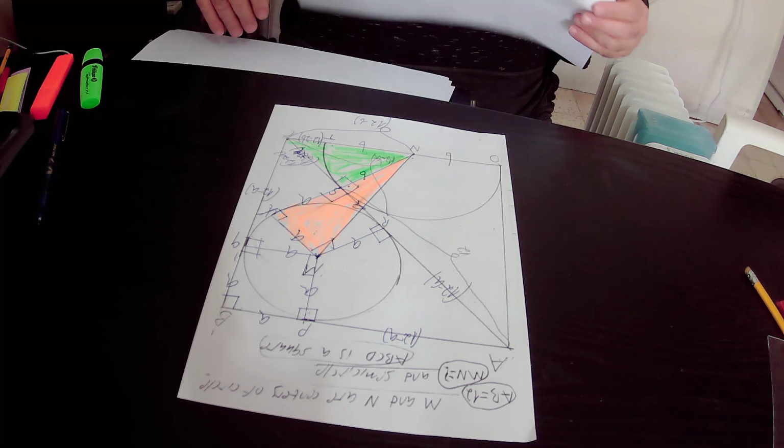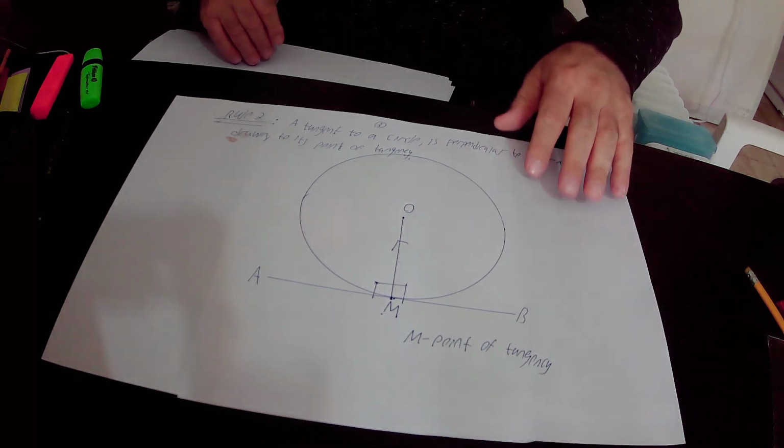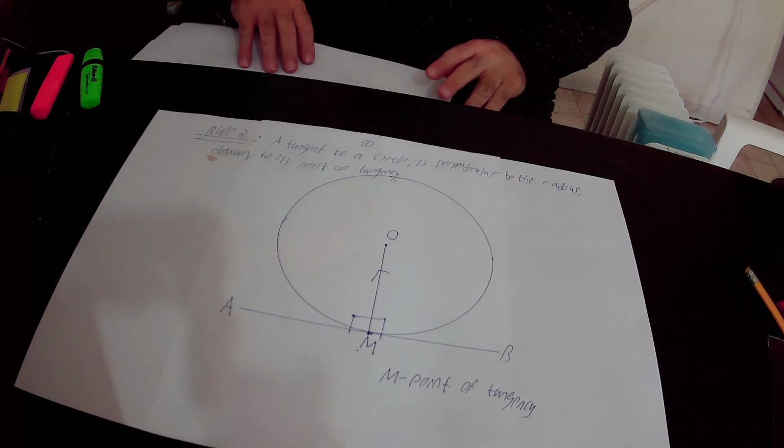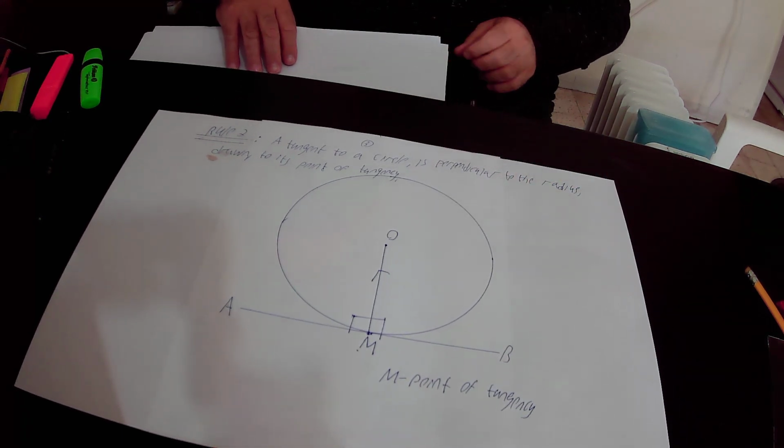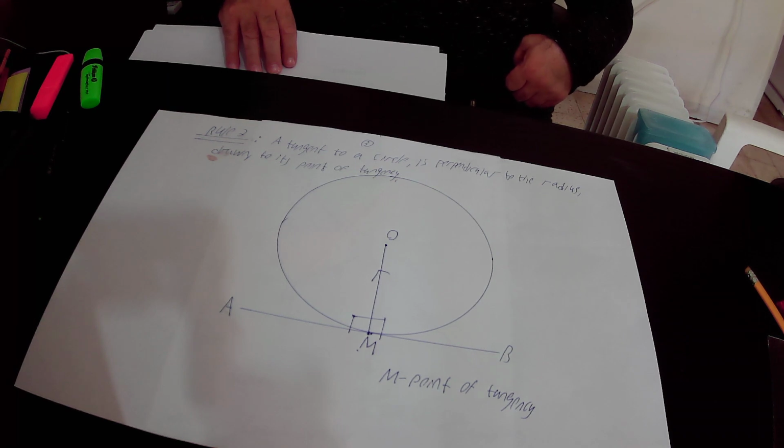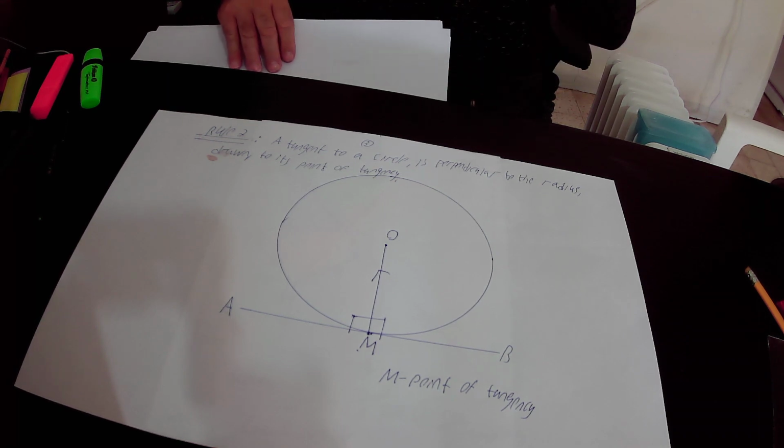Then I present to you rule number 2. According to rule number 2, a tangent to a circle is perpendicular to the radius drawn to its point of tangency. So what is the meaning of rule number 2?